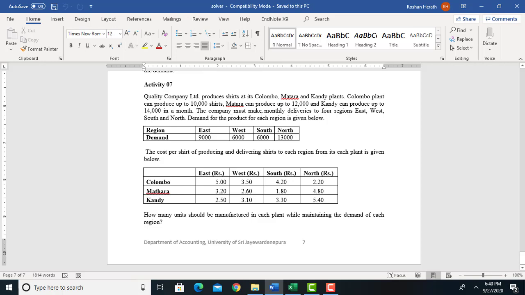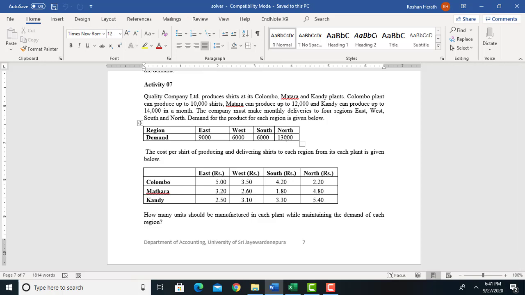The company must make monthly deliveries to 4 regions. They may be having their own sales outlet, or sometimes it may be the sales outlet of different customers. So you need to ensure that each month you make deliveries to the east, west, south and north regions. And the requirement of each of these regions is given. The east requires 9,000 units, west 6,000, south 6,000 and north 13,000. Then how are you going to fulfill that requirement?